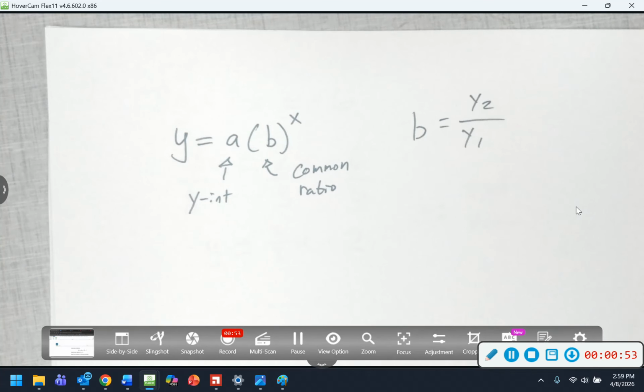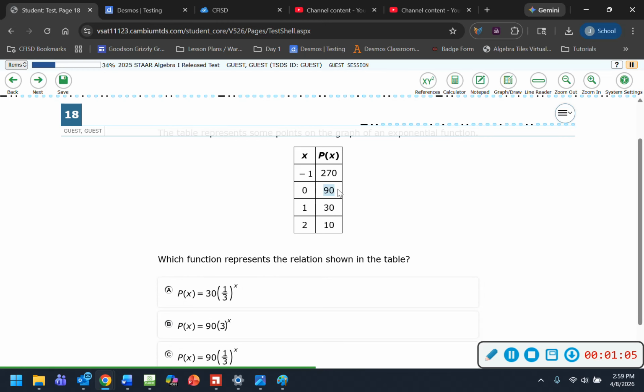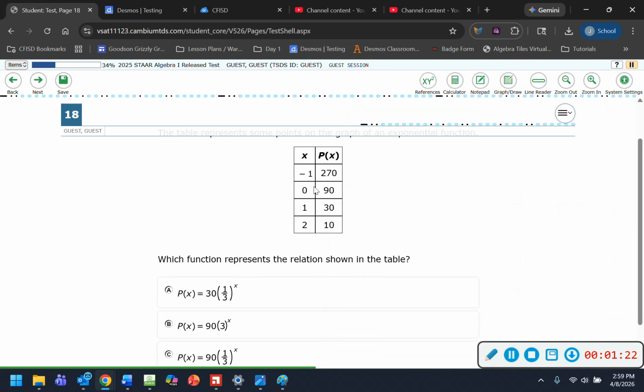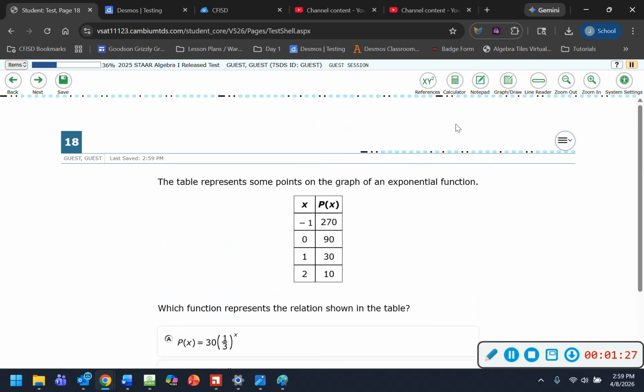But all you need to do to figure out what you multiply by to get from one number to another, just do the inverse. And you divide those two values. So if I take one y value and divide it by its previous y value, it's going to tell me what I had to multiply by to get from 270 to 90. 90 divided by 270 gives me my common ratio of 1/3. And we can see we started at 90 in this table. So 90 times 1/3 is going to be our function.